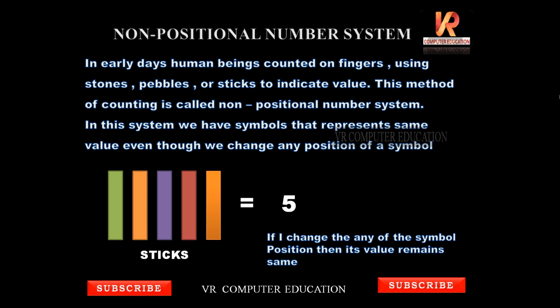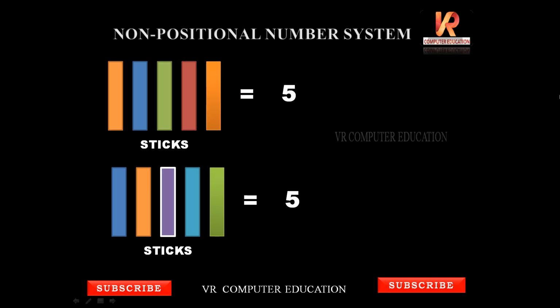Let us see that example also. In the first example you see how the stick colors are arranged, and in the second example the stick color positions have changed. If I change the position of a stick, the value remains the same. So if you change the position of a stick, which is the symbol here, the value remains the same in the non-positional number system.